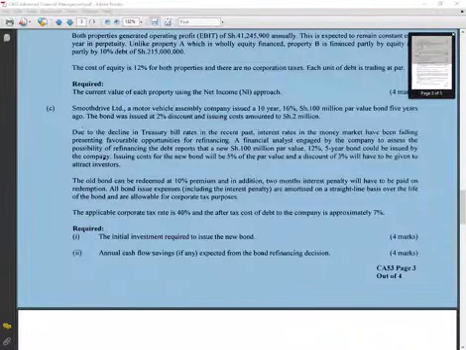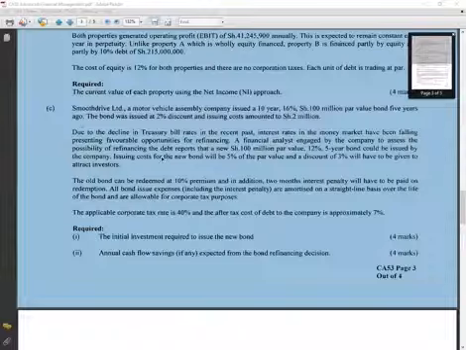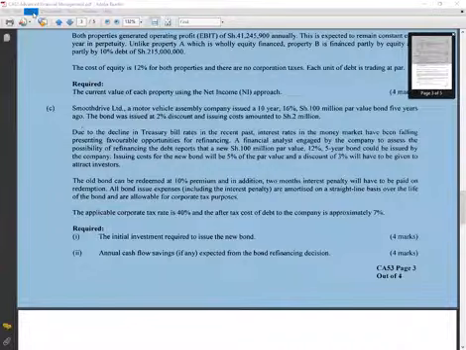The issuing cost per annum for the new bond. What have they told us? They have told us a 5-year bond could be issued by the company. Issuing cost for the new bond will be 5% of the par value, which is 100.